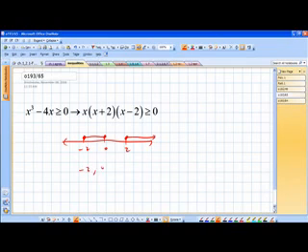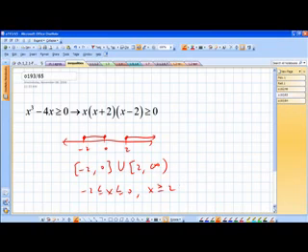You can write this as [-2, 0]. These are brackets because you're including the endpoints, and then union, bracket 2 to infinity, and infinity is not a number, so that's always a parenthesis. You can also write it -2 less than or equal to x, less than or equal to 0, and then maybe a comma, x greater than or equal to 2, like this. So that's a basic polynomial inequality.